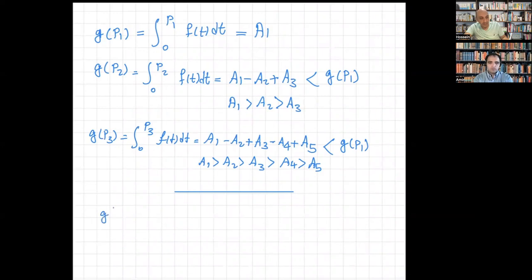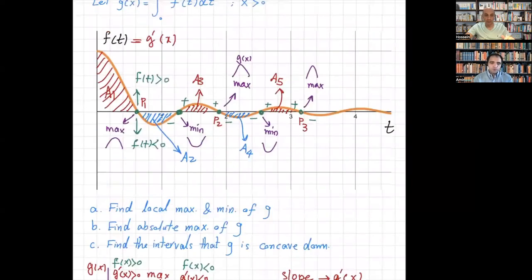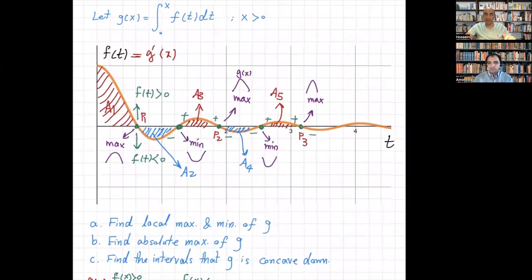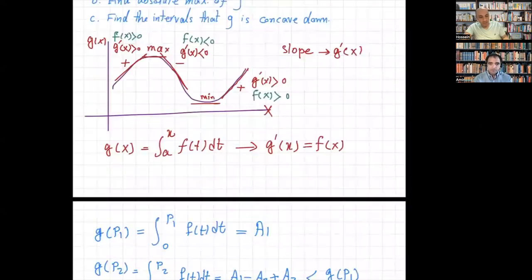The second derivative of G of X is actually the first derivative of f of X, because G prime is equal to f of X, based on the fundamental theorem of calculus. So the second derivative of G is the first derivative of f. So we are looking for G double prime to be negative.